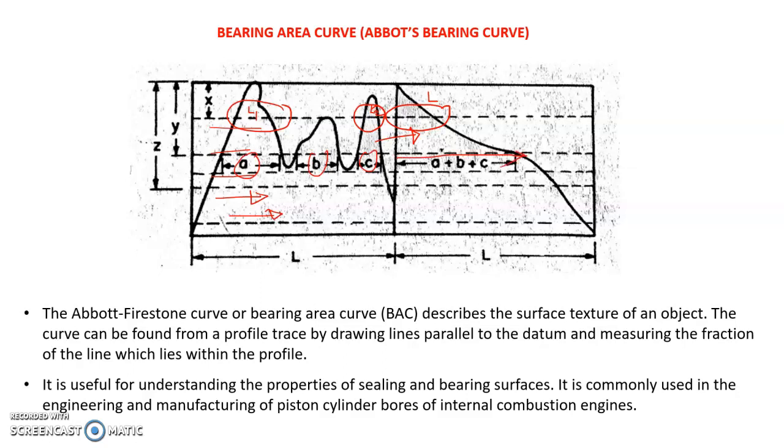So by this we reconstruct the profile like this, and the area is calculated, and this is known as the bearing area curve. The bearing area curves of different profiles can be compared to check the roughness of those surfaces. And this method is commonly used in the engineering and manufacturing of piston cylinder bores of internal combustion engines.